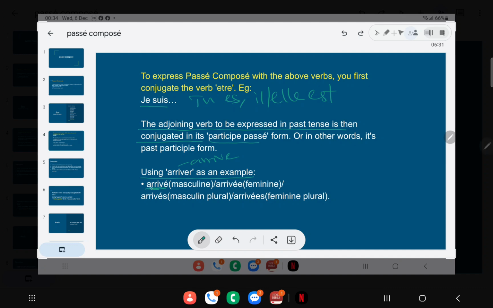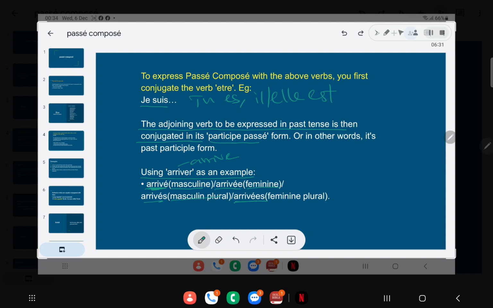For instance, in arrivé, this is the past participle form. It has a masculine version, it has a feminine version. It also has a masculine plural version and a feminine plural version. So arrivé, if it is a masculine subject carrying out the verb, it will be arrivé with just one E with accent aigu. If it was a feminine or a female subject, it will be arrivée with an extra E. If it was more than one masculine character, it will be the normal arrivé with the accent aigu plus an S. As for the feminine plural, you would add an extra E plus an S.